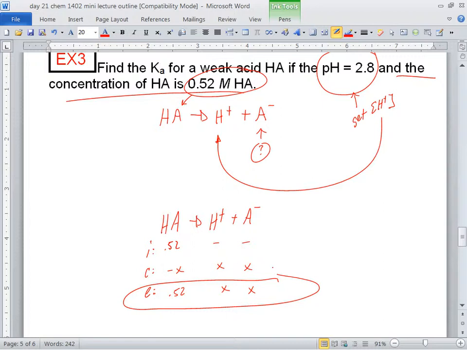H plus and A minus are the exact same concentration. So once you get X, once you get that hydrogen ion concentration, you know what they are. So you can plug in what Ka would be. All right. So get what that X is, and then you'll just be squaring it, dividing it by 0.52, products over reactants. See what you get.